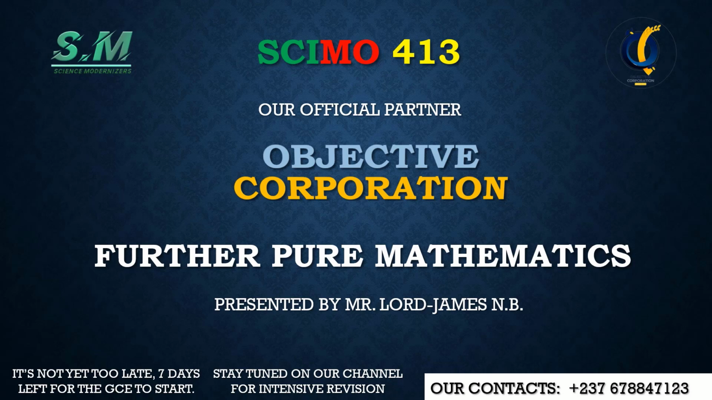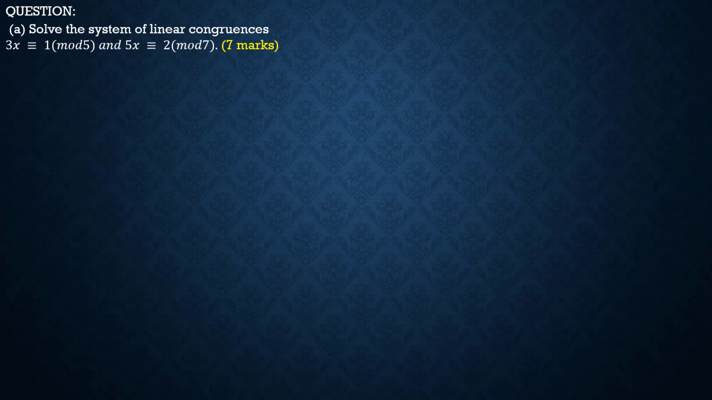So let's launch with the problem. Okay, let's get a question. The question reads, we begin with the first, which says, solve the linear congruences 3x is congruent to 1 mod 5 and 5x is congruent to 2 mod 7. 7 marks.